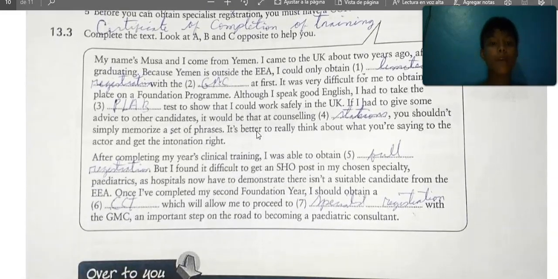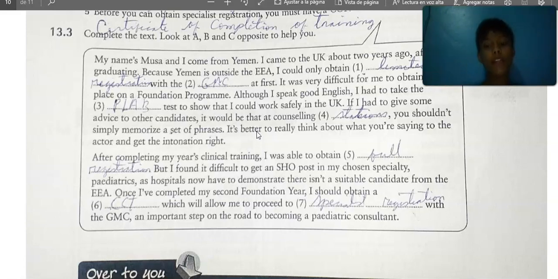Complete the text. Look at A, B, and C opposite to help you. My name's Musa and I come from Yemen. I came to the UK about 2 years ago after graduating. Because Yemen is outside the EEA, I could only obtain limited registration with the GMC at first. It was very difficult for me to obtain a place on a foundation program.